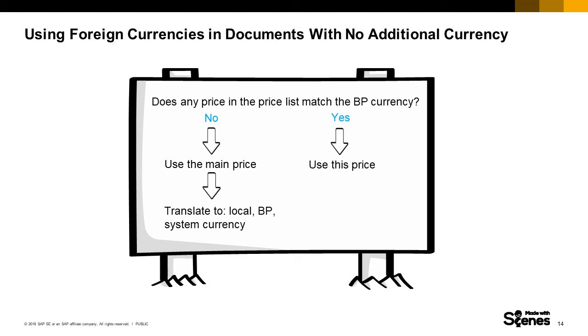In this case, the currency of the price is different than the currency of the document. SAP Business One automatically converts the total row value and the total document value to local currency, system currency, and BP currency, depending on the business partner's currency. You may also manually enter any unit price in any foreign currency defined in the Currencies Setup window. By default, the exchange rate used is based on the posting date of the document.